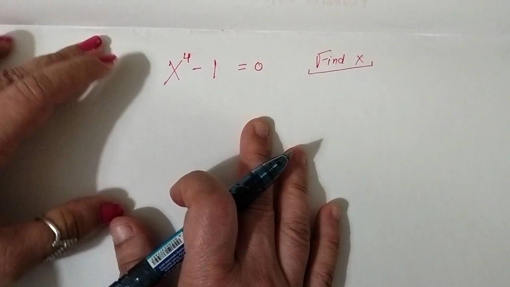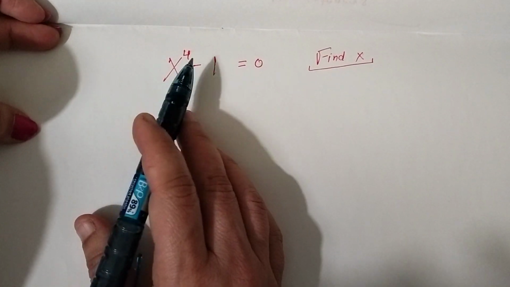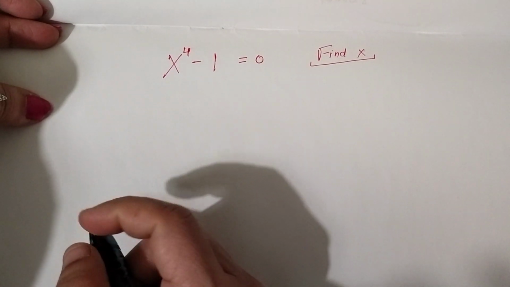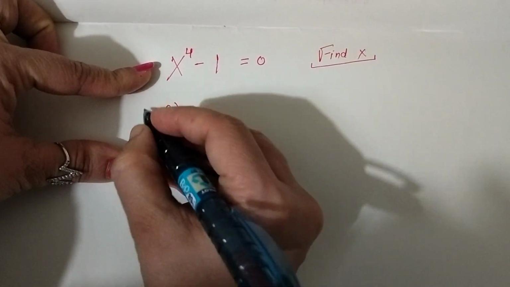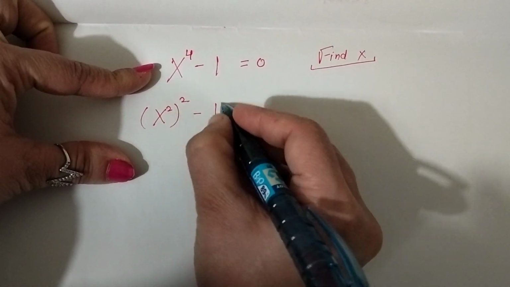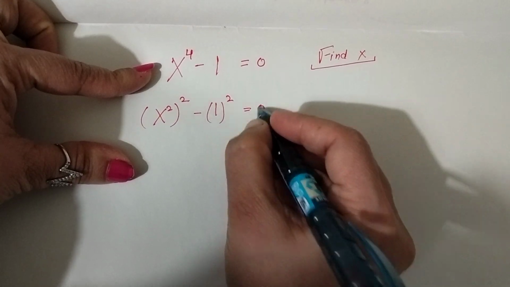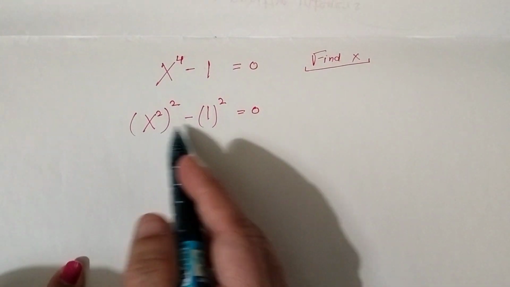Here we need to solve for x. We are given an equation: x raised to power 4 minus 1 is equal to 0. Can I write it like this? x square raised to power 2 minus 1 raised to power 2 equal to 0. Why am I writing it like this?